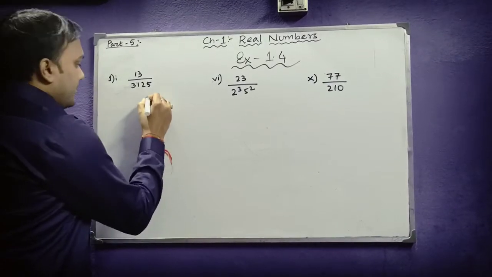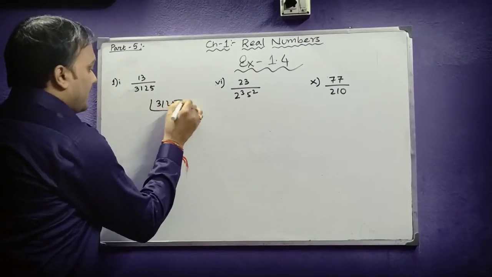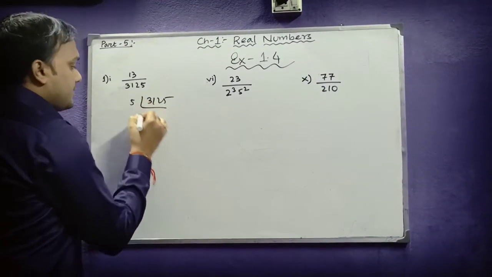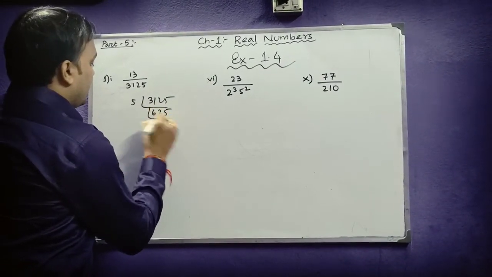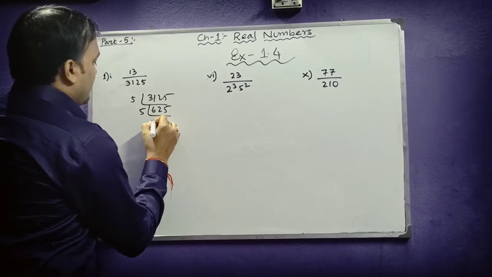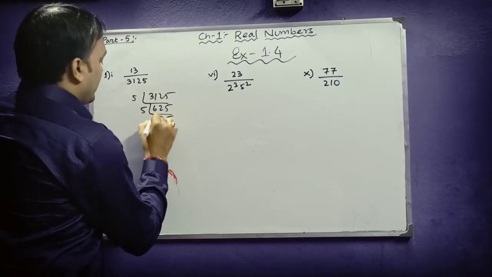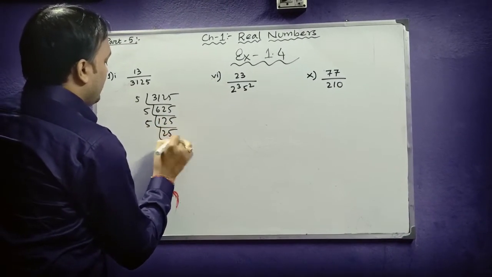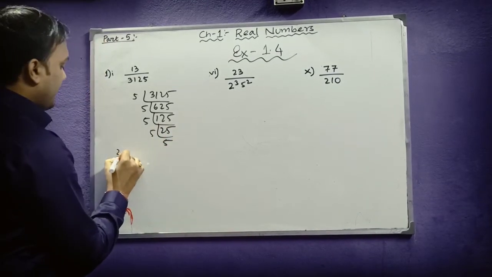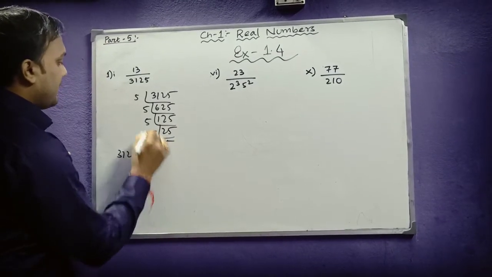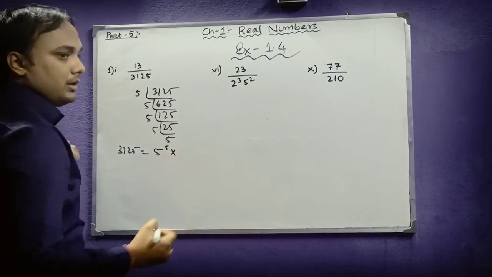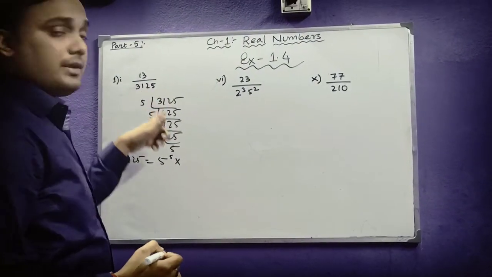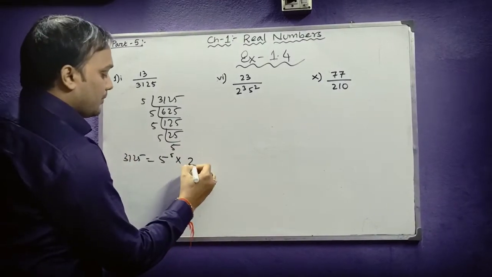We can apply the method of prime factorization to 3125. It is divisible by 5, so it will be 625, then 5, 125, again 5, it will be 25, 5, 5. That means 3125 can be expressed as 5 to the power 5 into 2 to the power 0, since it doesn't have any factor 2.